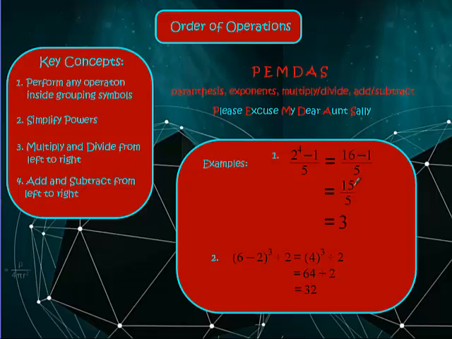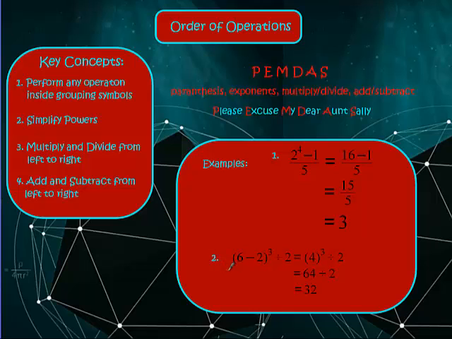So now I just have 15 divided by 5, so I'm down here at step 3. Multiply and divide from left to right. Well, there's only one thing happening to divide. It's 15 divided by 5, and that equals 3. So now I have simplified this expression.